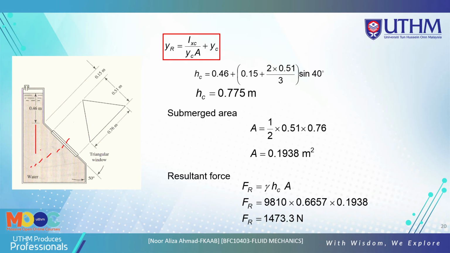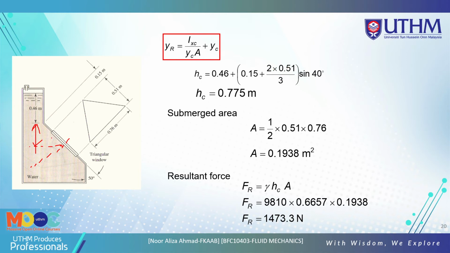So you must have the length until this part here. That's why you get HC is 0.46 meter, plus they have 0.1, they have the length here 0.15, plus 2 times 0.51 divided by 3.